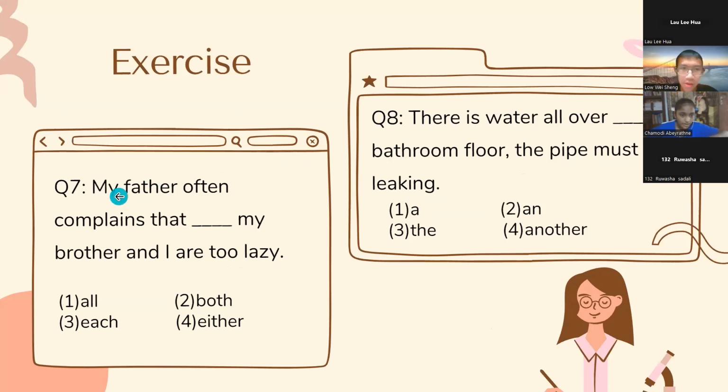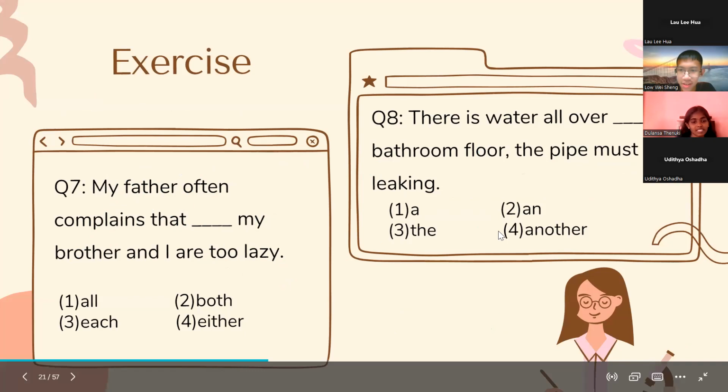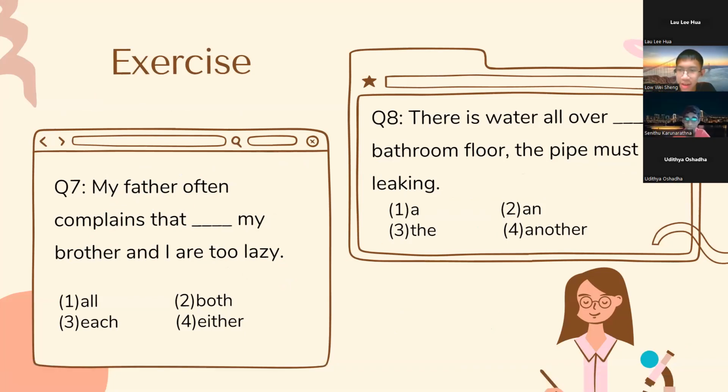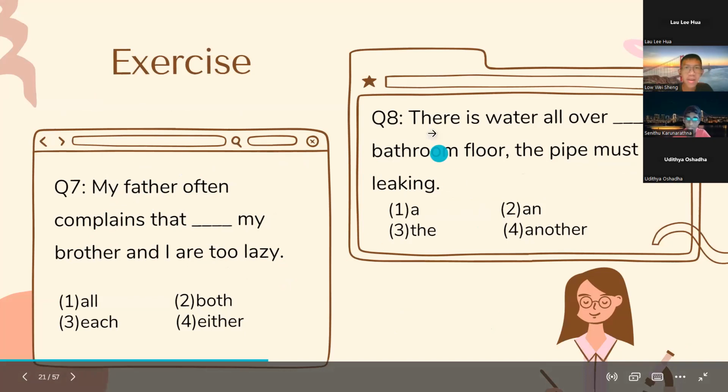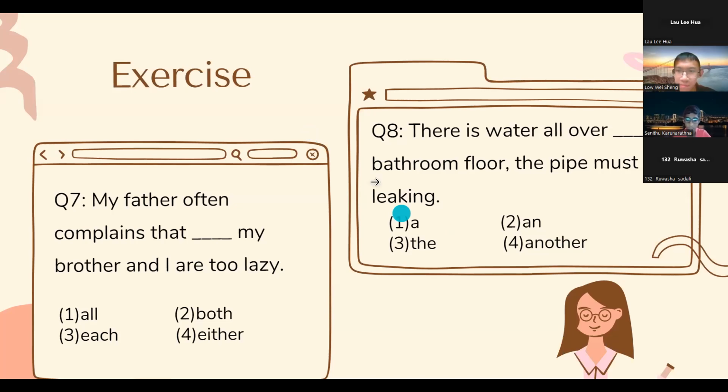So our question 7: my father often complains that my brother and I are too lazy. Both. Okay, I'm hearing both. The answer is both. Any more responses? Anyone thinks differently? It's all right to have different responses. Okay, so I'm not hearing any more answers. So everyone thinks it's both, and that's correct.